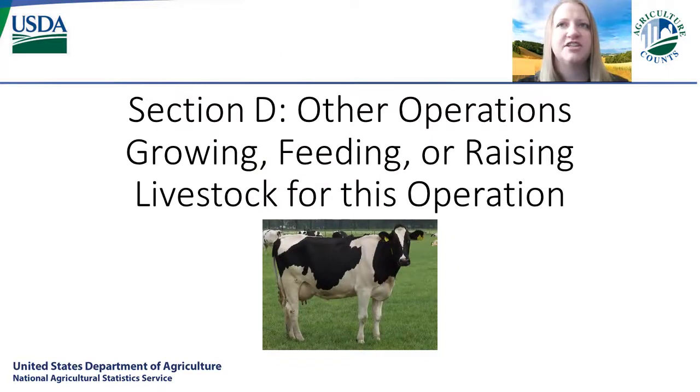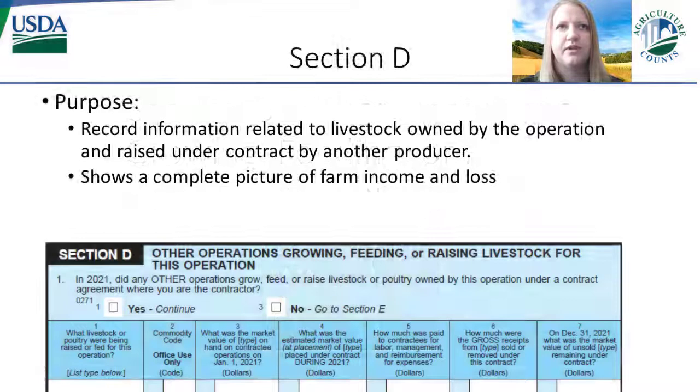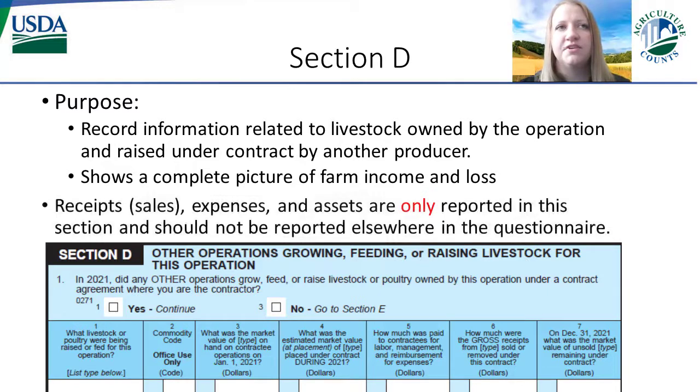Now on to Section D, other operations growing, feeding, or raising livestock for this operation. The purpose of Section D is to collect information about livestock owned by the operation and raised by another producer under contract. This section helps provide a complete picture of farm income and loss. Receipts or sales, expenses, and assets are only reported in Section D. They are not reported anywhere else on the questionnaire.